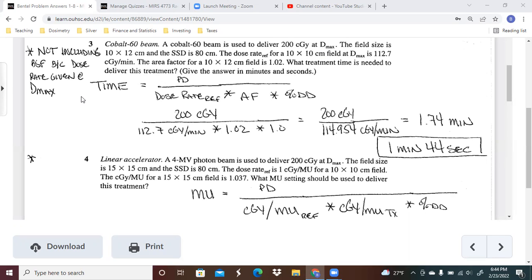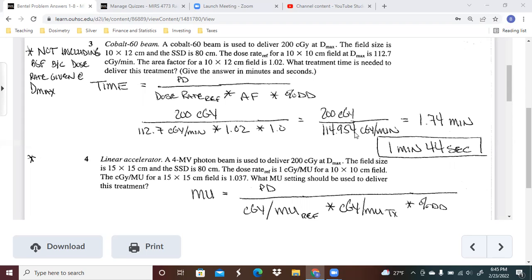All right, so the time is basically going to be equal to the prescribed dose divided by the product of the dose rate and the area factor and the percent depth dose. So here you're going to see 200 centigrade. That's what we want to deliver at Dmax. This is the dose rate that is given, which is the 112.7. Multiplied by the area factor, because this is a little bit larger than the field that we're referencing. And since we're at Dmax, the percent depth dose is going to be 1.0 because it's the maximum. We're not having to scale it down any.